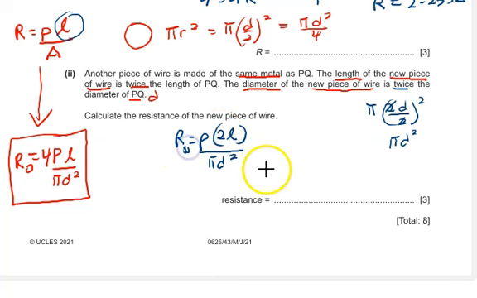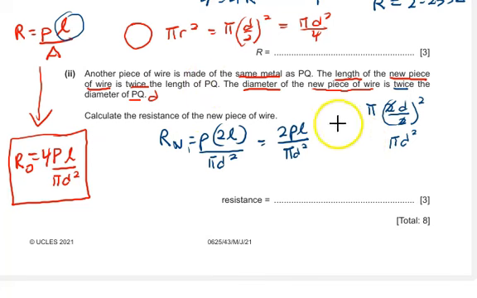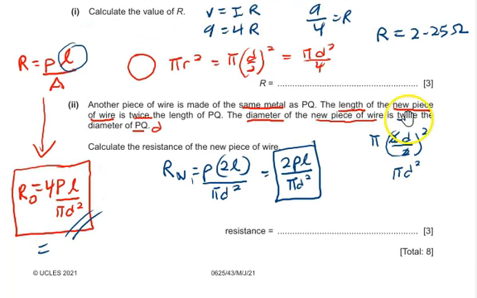I just put here n, and here will be 2 pl over pi D square. So this is the new resistance, and I just put Rn. This is how you derive from these formulas. So this is the new, and this is the original one. The original one is valued at 2.25 ohm.